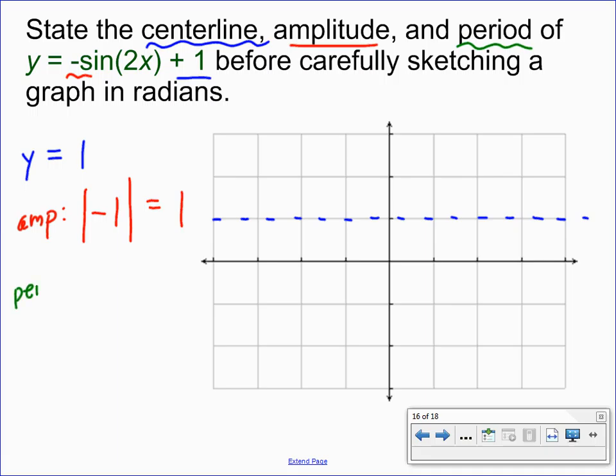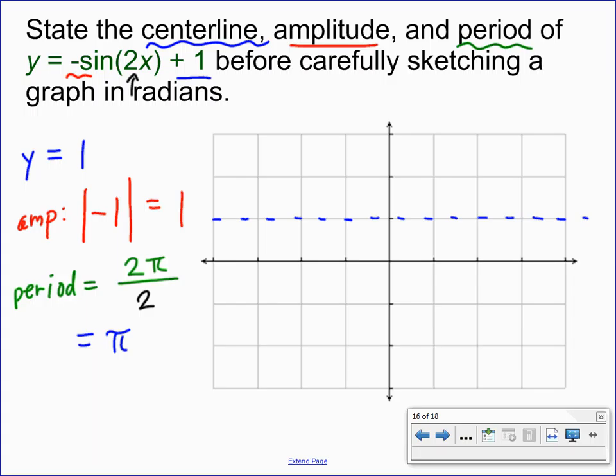I know my period will be given by normal period, which is not 360 degrees if we're working in radians. In radians, it'll be 2 pi radians divided by my speed factor, which was 2. And so to calculate my period, I'll take 2 pi and divide it by my speed factor. Just like we did before, it's just we're using radians for my normal period of 2 pi. Divided by 2, that means my period is pi radians.